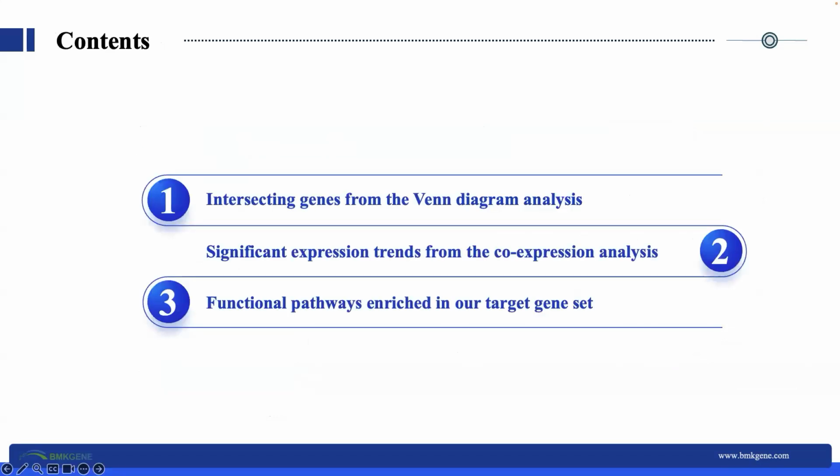In this webinar, we have 3 topics today. First, I will demonstrate to you how to get intersecting genes using Venn diagram analysis. We will get the intersecting gene list and visualization result based on these genes. Next, I will introduce to you WGCNA. This is a main additional analysis for transcript data analysis. The third part, I will show you functional pathway enrichment analysis and how these results help us achieve our main goal.